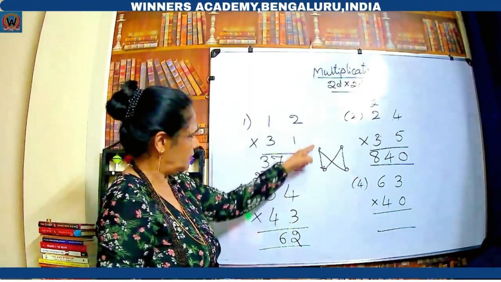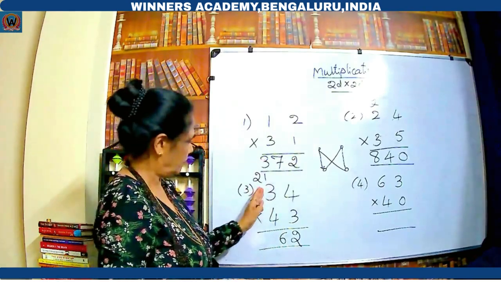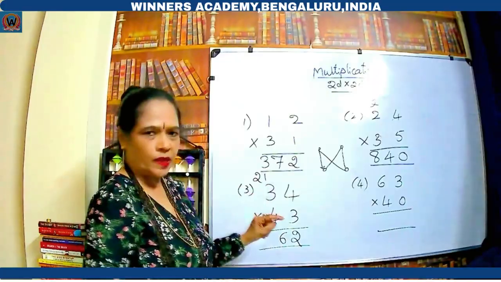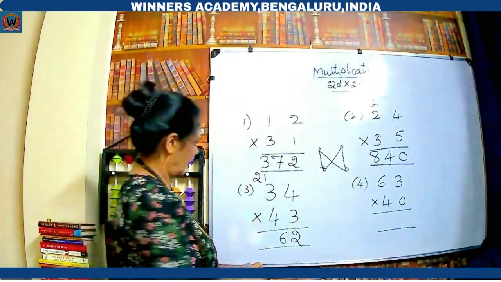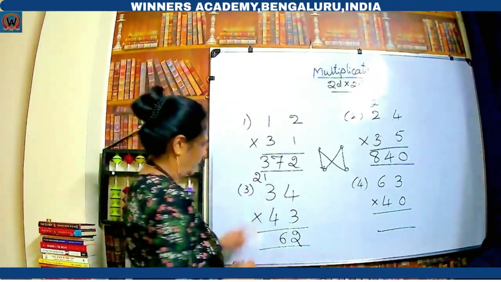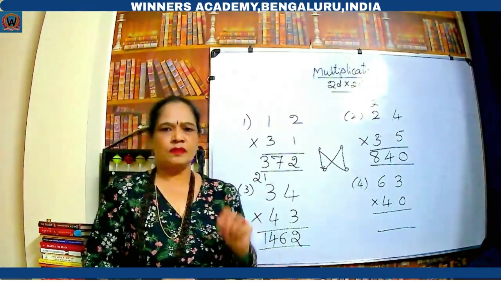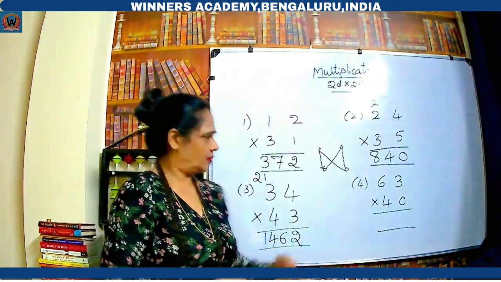What is the third step? Multiply the leftmost number, which is tens place. 3 into 4 is 12 plus 1 carry. So that will be, 2 carry. 12 plus 2 is 14. 1462 is the answer.